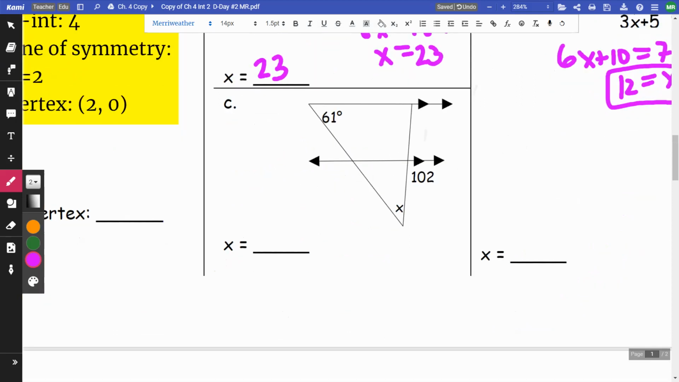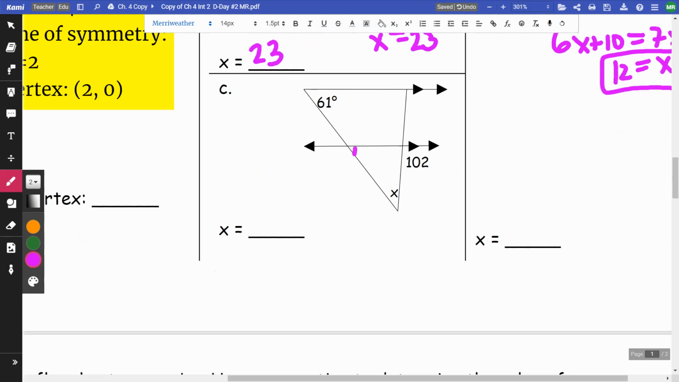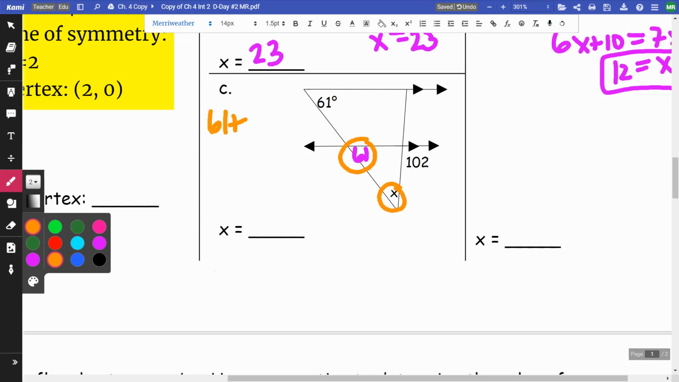On letter C, because of parallel lines cut by a transversal, those are both going to be 61. Then also what I know is if I take this one and this one, these remote interior angles, they are going to equal the exterior angle. So I am going to take 102 minus 61, and I get 41 for my answer.